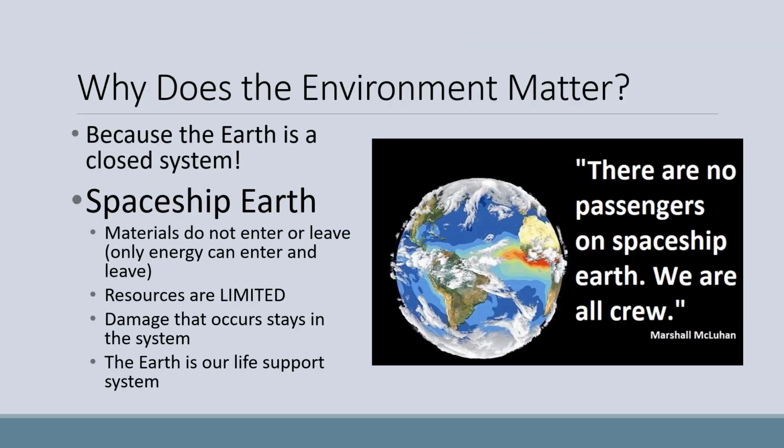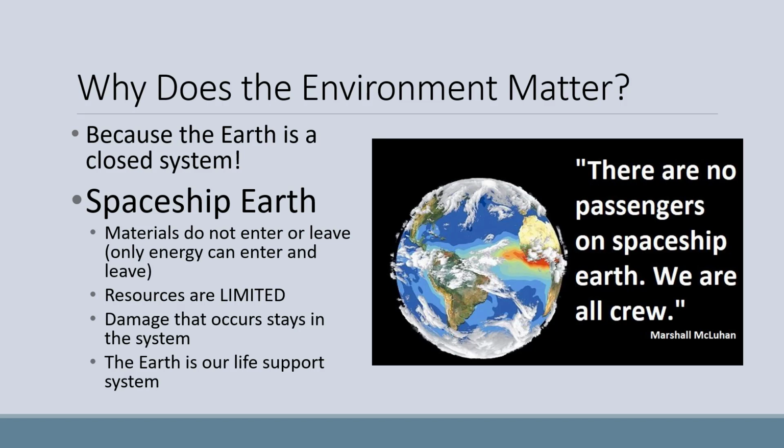The reason why we care about the Earth system and the environment is because Earth is a closed system. This concept is sometimes called Spaceship Earth. Earth is a closed system, so in essence it is a ship hurling through outer space. This is because materials do not enter or leave. Only energy can, not matter.